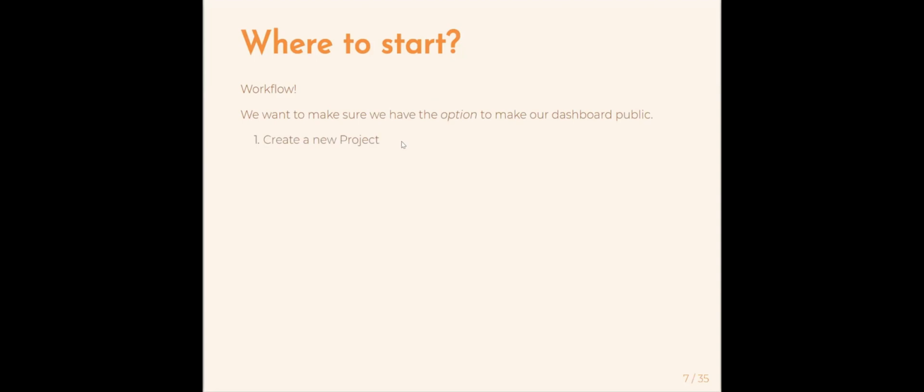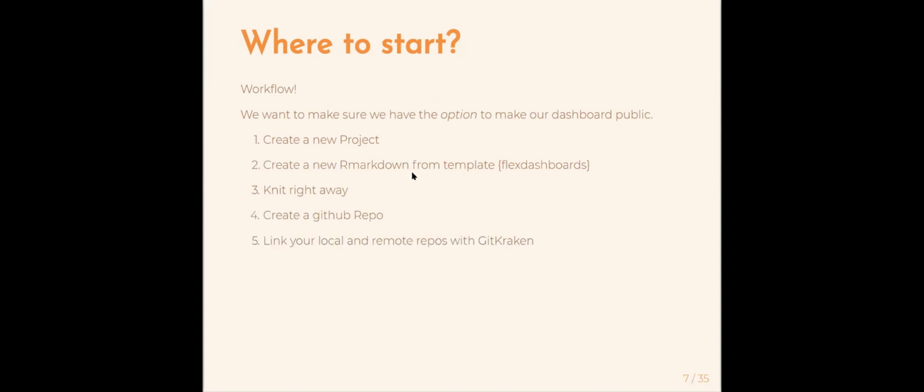So you're going to create a new project, create a new R Markdown template, knit it right away, create a GitHub repo, and then you're going to link your local and remote. So we're going to do this all together. So go ahead and set yourselves up by opening RStudio, opening GitKraken, and opening up your GitHub page.